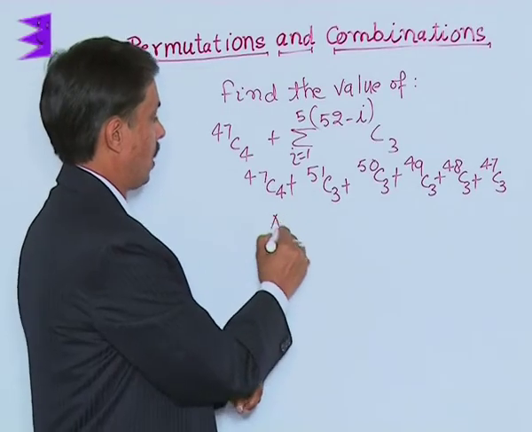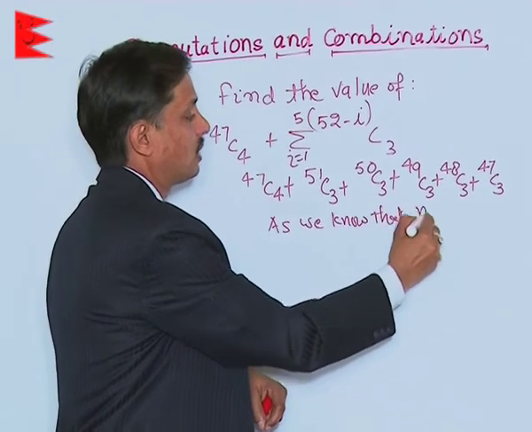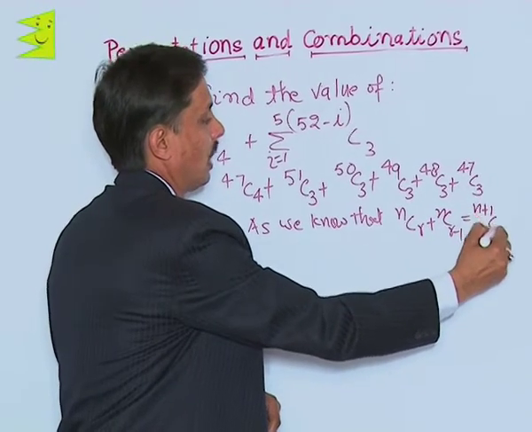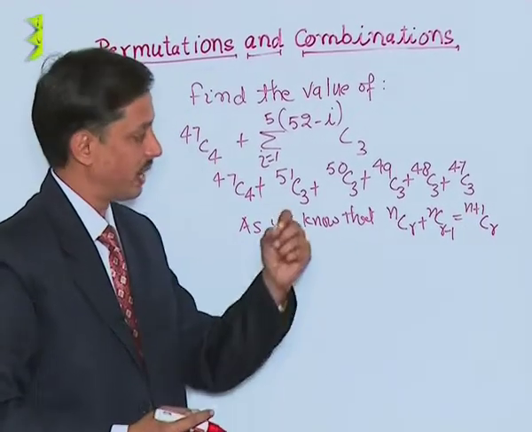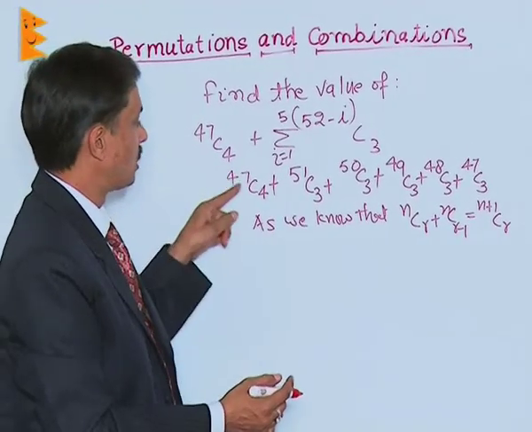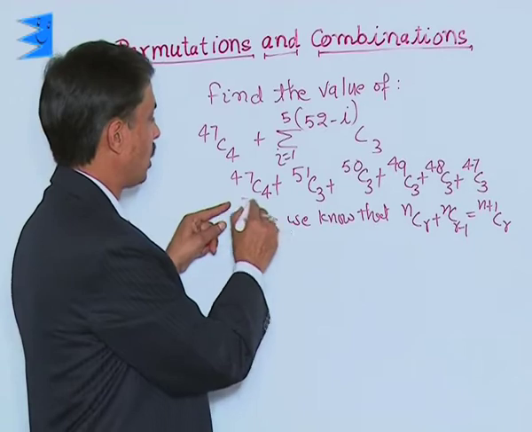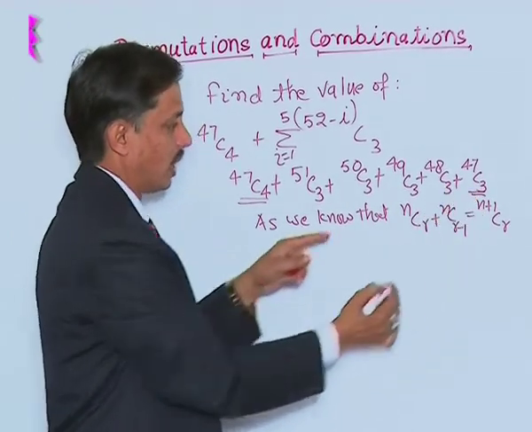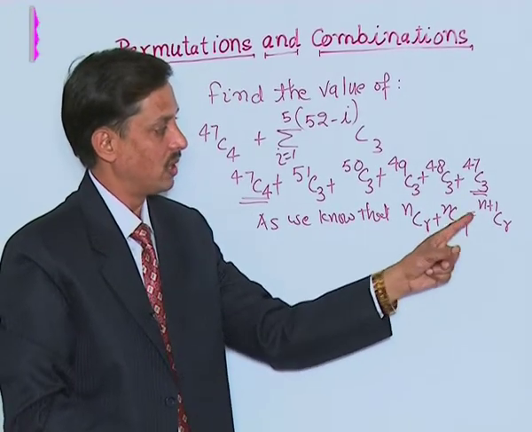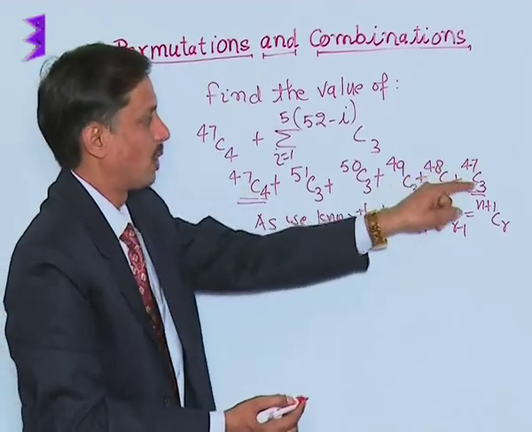As we know that nCr plus nC(r minus 1) is (n plus 1)Cr, as explained in the introduction of combinations. So 47C4 plus 47C3: the combination of these two depends on the result nCr plus nC(r minus 1) equals (n plus 1)Cr.